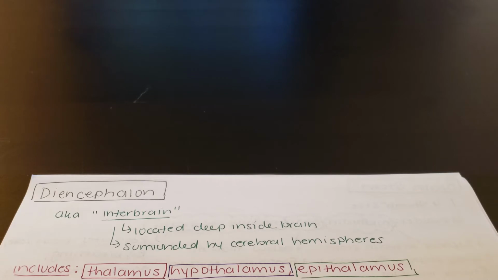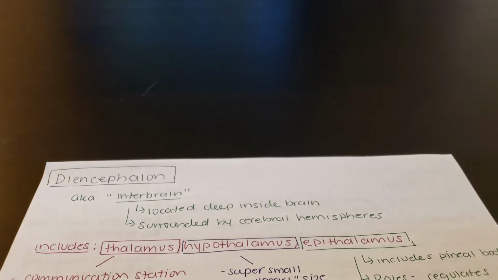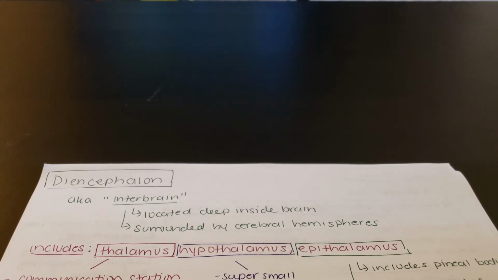So today we're going to talk about the diencephalon, which is also known as the interbrain because it's located so deep inside of the brain, and you can not really see it unless you really move around the cerebral hemispheres because it's just tucked in there real good and protected. But the diencephalon has three important parts to it, and we're going to talk about what they are and what their functions are. So the three parts of the diencephalon are the thalamus, the hypothalamus, and then the epithalamus.